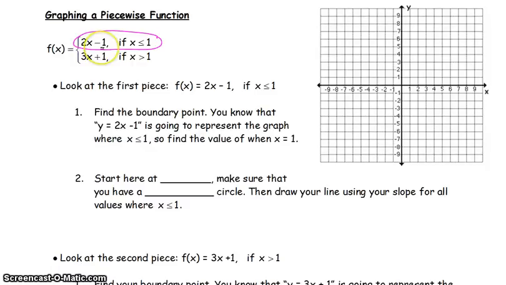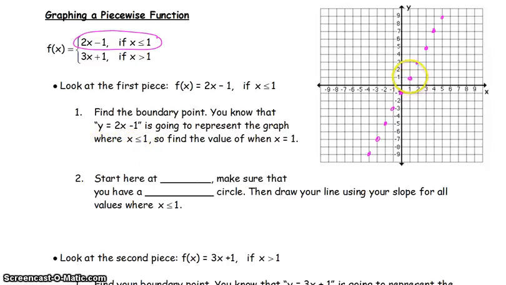Now if I just wanted to graph this line, I would be at my y-intercept of negative 1, my slope of 2 over 1. So if I graphed the entire line, this would be representing my line. The thing is, I only want to represent the graph when x is less than or equal to 1.